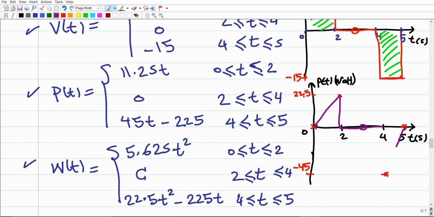Simply, we connect these 2 points with a straight line. Why a straight line? Because this is a linear function. We end up with the curve of the power. So this gives us the curve in this way, right? As you can see, the power builds initially.